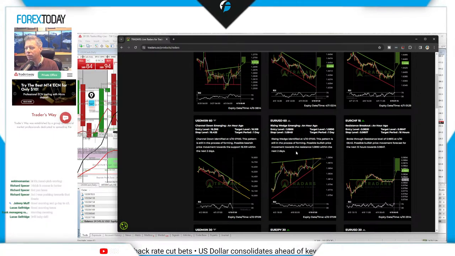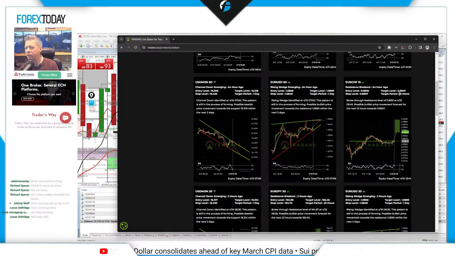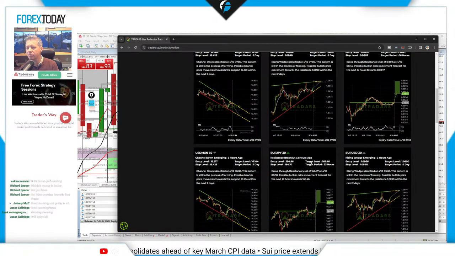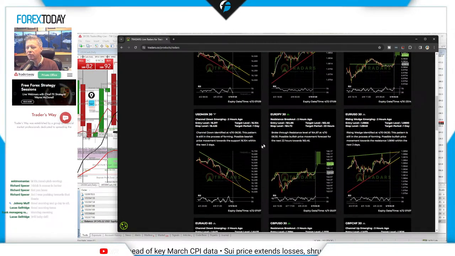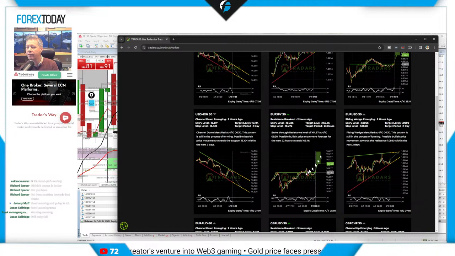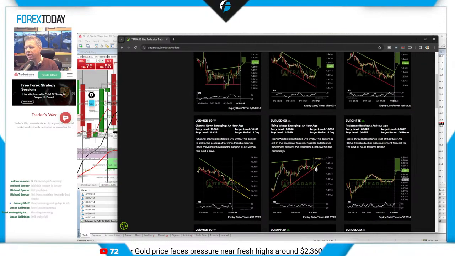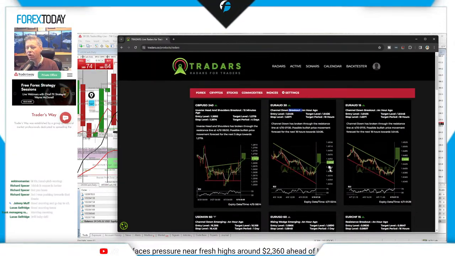Modest up on euro dollar on an hourly chart. These are all new setups. Look at what TRADARS is doing for you. Look at this: euro yen, technically, it's a breakout trade to an upside target of 165.5 to almost, let's say, 166 and a quarter. That's nice, right? So it's doing swing trades and scalps and position trades. And these are all new.